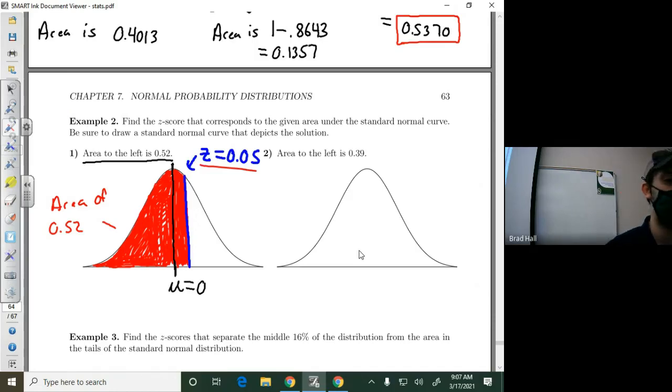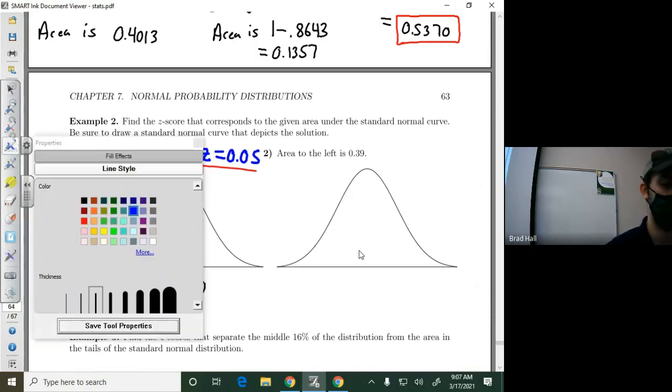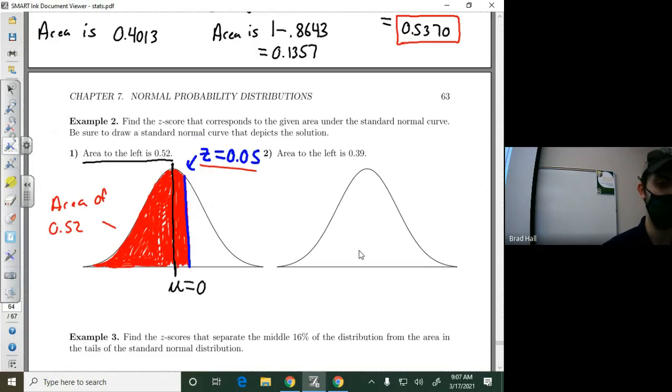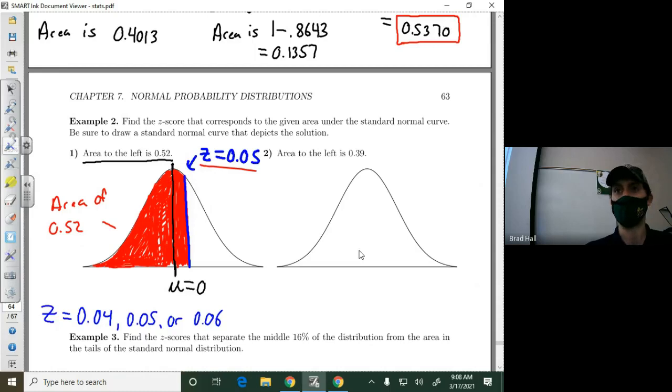But it would also take z equal to 0.04, 0.05, or 0.06. Because technically, all of those do have an area of 0.52 when you round to 2 decimal places. It's just my MyMathLab being picky and me trying to set a margin of error, because I think that's pretty unfair for the most part.